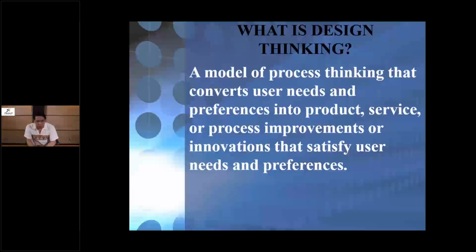First, it's a model of process thinking. So it's a way of thinking that looks into processes. That means the way you use design thinking should be in terms of step-by-step processes. So there's a systematic way of looking at design thinking. And then the focus of design thinking is on converting the user needs and preferences. In other words, it starts with knowing the needs and preferences of your users.